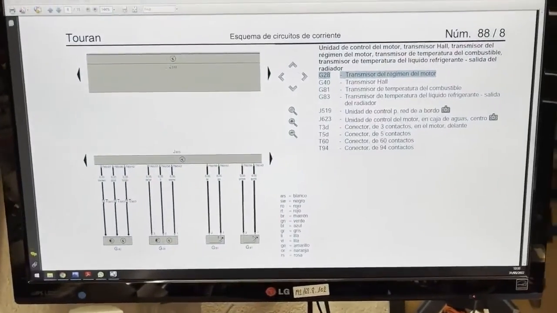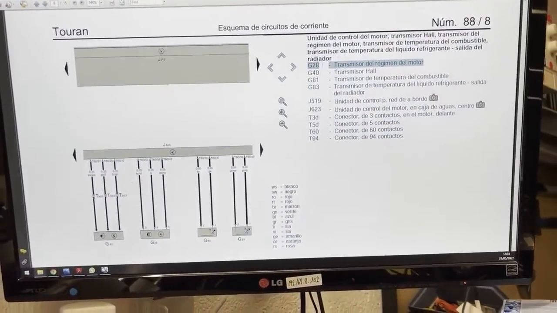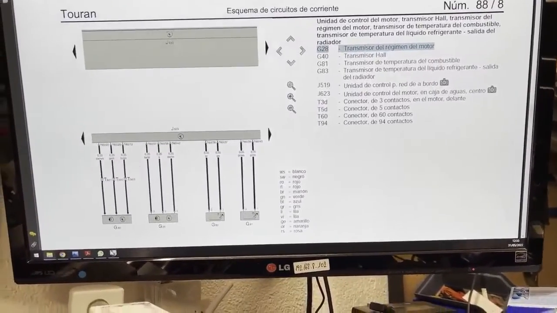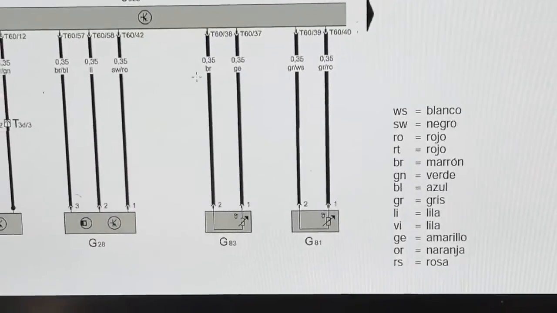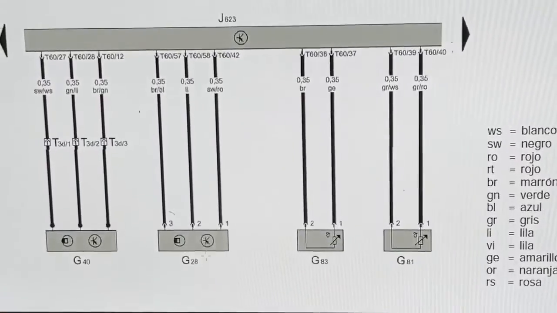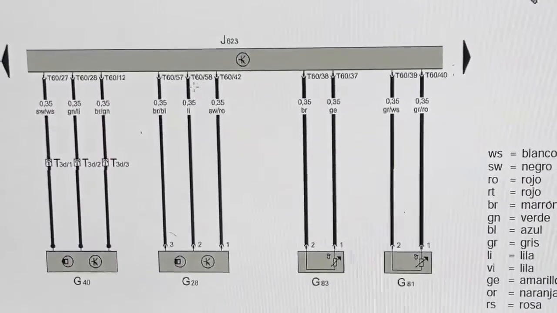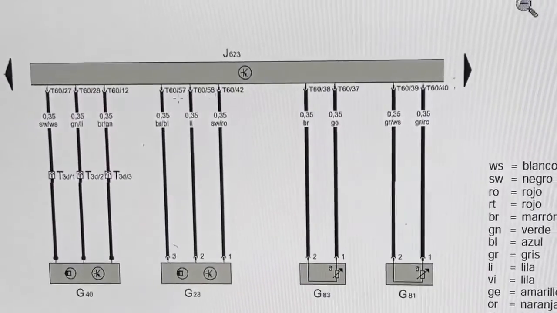I have marked, for example, the speed transmission of the motor. It would be 28, which would be this one here, but as we can see, it has 3 connections. It has a power supply, a mass, and a signal.